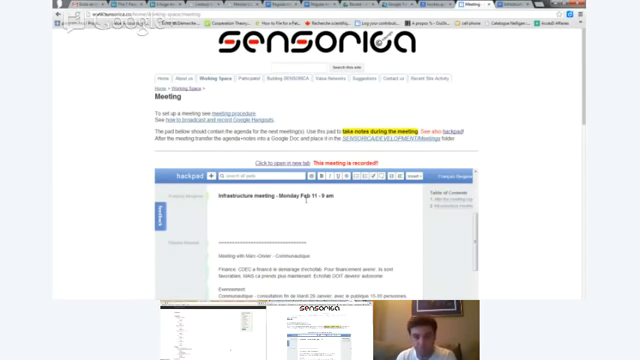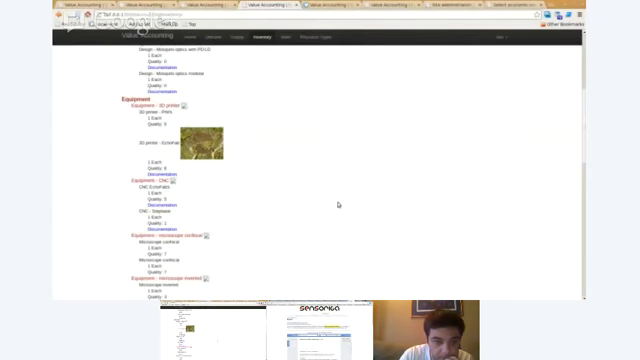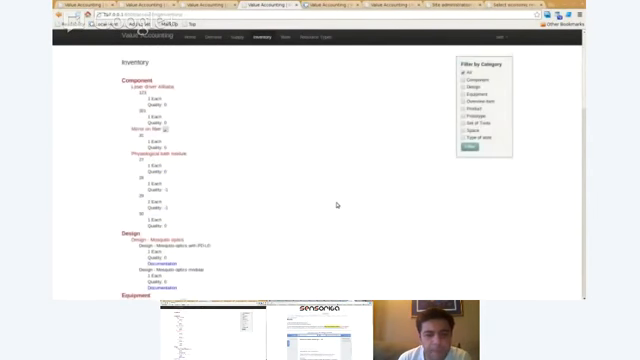Okay, so here's the inventory. So we got components, we got designs, we got equipment, we got prototypes, we got spaces. Where did you get that, Bob? Lynn did that last week. It's out there on the system. It's new. Oh, inventory. Yeah, okay, got it. So the inventory here is resources.